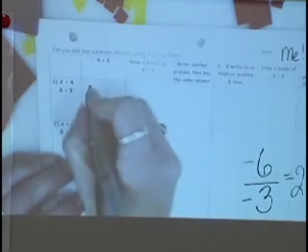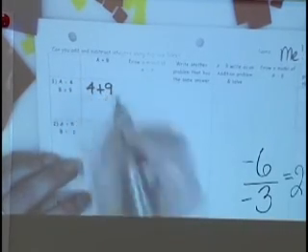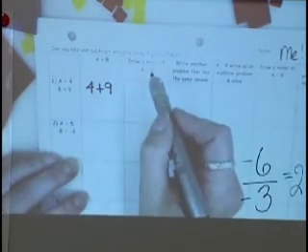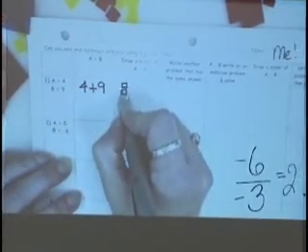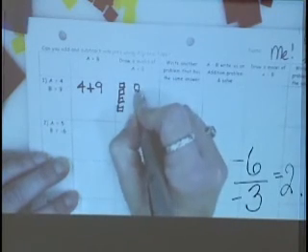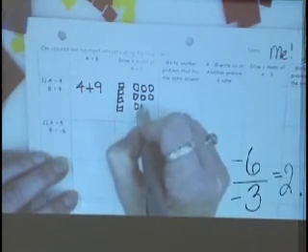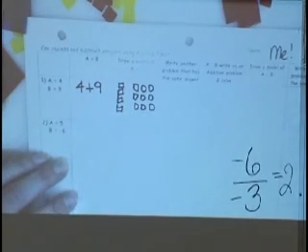So what I mean by that is I would just do 4 plus 9, because that's what A and B were. Draw a model of that. That's pretty simple. We have our 1, 2, 3, 4, and then our 1, 2, 3, 4, 5, 6, 7, 8, 9. That's how it would look as a model.